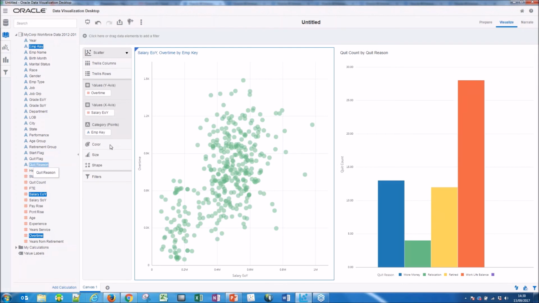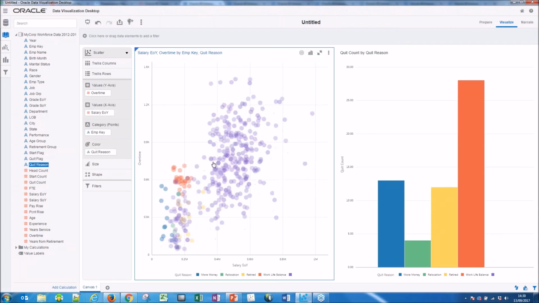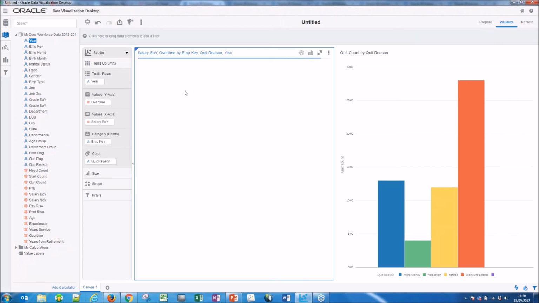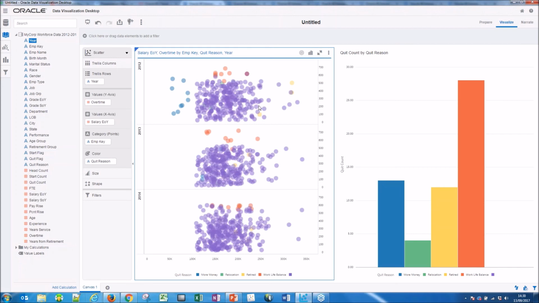I could bring quit reason into the colors here, just so I could see that color coding on the visualization itself. And then I could start doing things like adding, is there a difference that we see year by year? And I could view different years in different trellis rows here, for example. So let's do that. What do we notice here? Once the years have been populated, it looks like there's a bit of a profile here that's taken place across multiple years. Let's just wait for that to catch up for you guys.